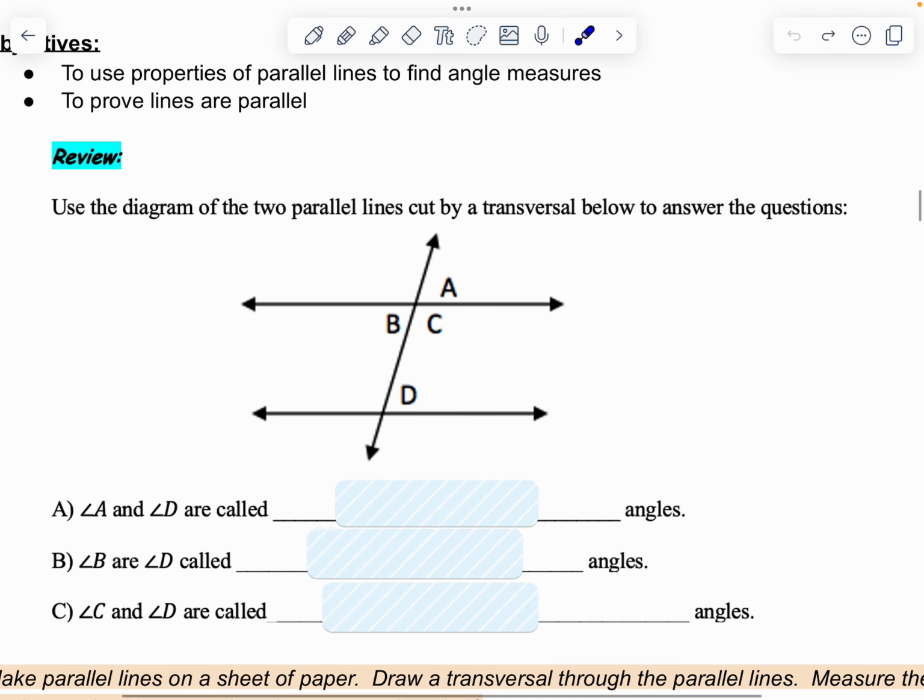Just a little bit of review here. Use the diagram of the two parallel lines cut by a transversal. So I have these two lines that are parallel to each other. So maybe they have the same symbol. Let me draw that symbol in. There's our symbol letting us know, hey, these lines are parallel to each other. That little arrow symbol.